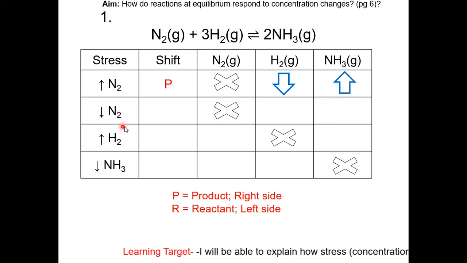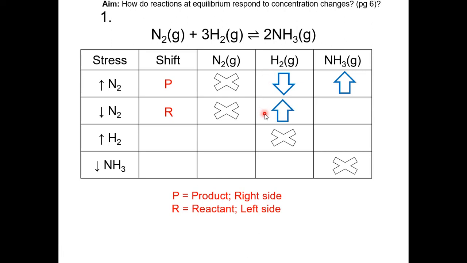Let's look at the next one. Here we're decreasing N2. Since N2 is on the reactant side, by decreasing it, we'll shift to the same side. So we're favoring the reactant side. Since H2 is on the reactant side, it will increase. NH3 is on the product side, but we're favoring the reactant side, therefore it would decrease.